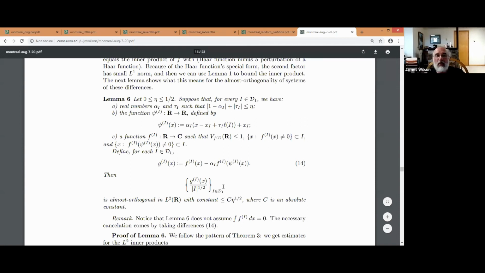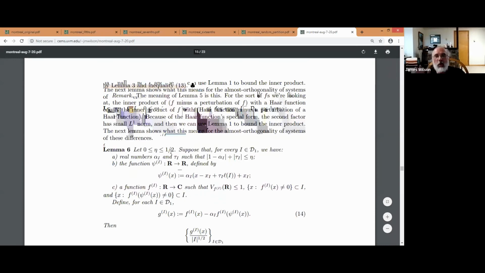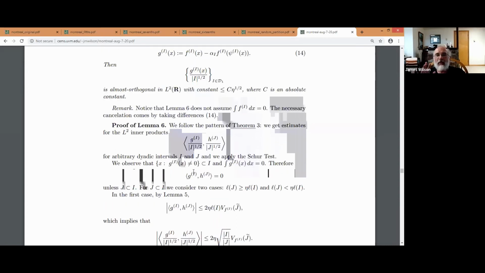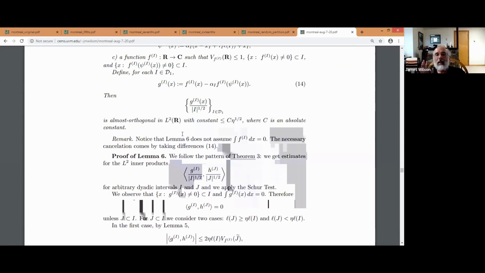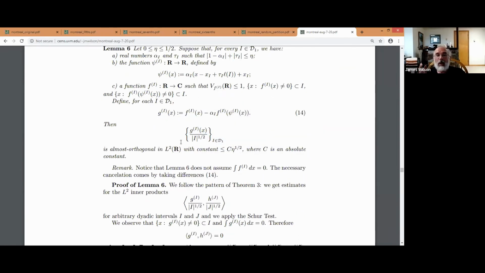Okay, it uses these results back here to do this, and again, it's just the Schur test plus being more careful. You have to split the sum at roughly intervals having size eta. Then you just sum things up properly, and you get that the Schur test estimate is now going to be basically eta to the 1/2.